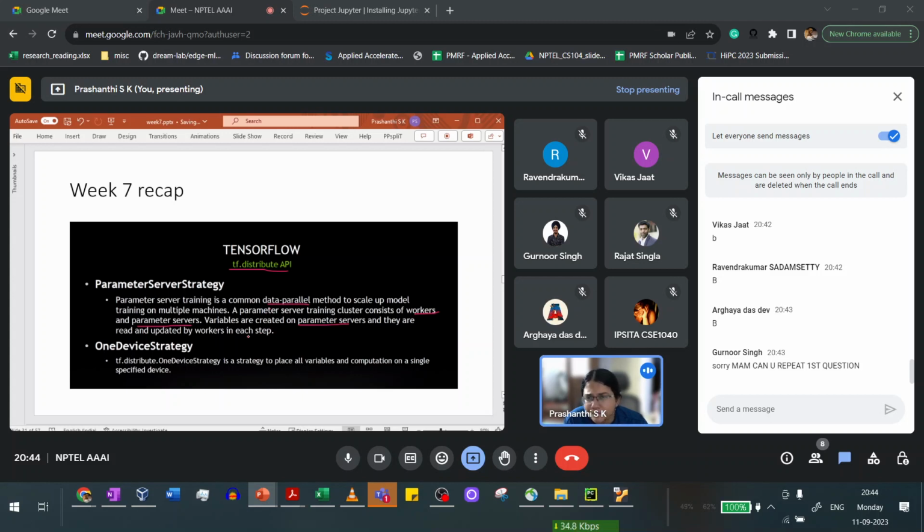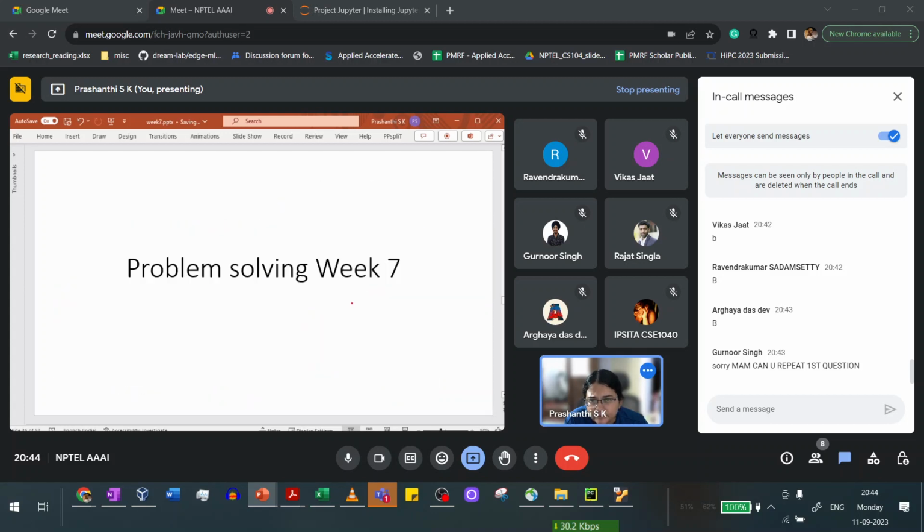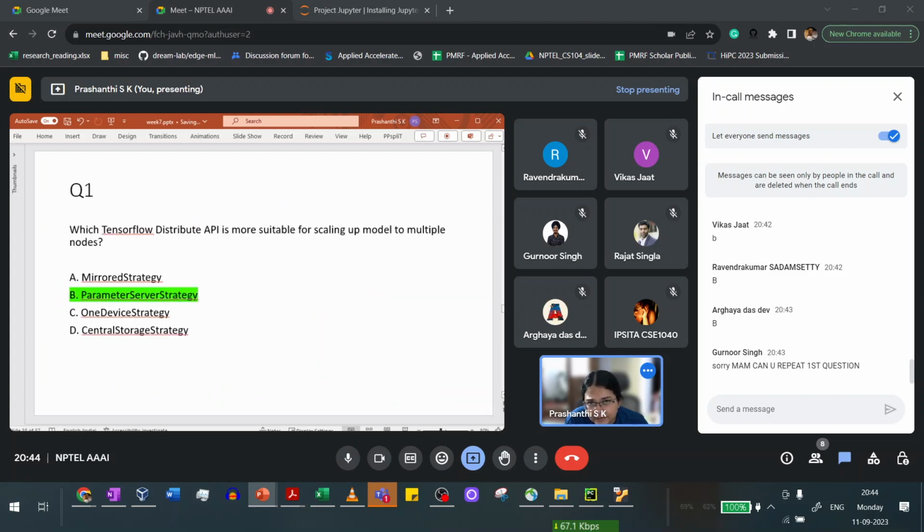because of the way it works, right? You have this server-worker configuration, and the variables are created on the parameter server, and they are read and updated by workers in every step. Because of the way this is designed, this scales really well. So if you are asked about scaling up on multiple nodes, then mirrored is eliminated.